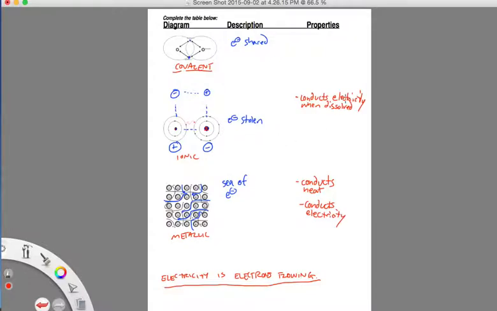Okay? So that's why being in salt water in a lightning storm is much more dangerous than being in, let's say, a lake in a lightning storm. Okay. Moving on.